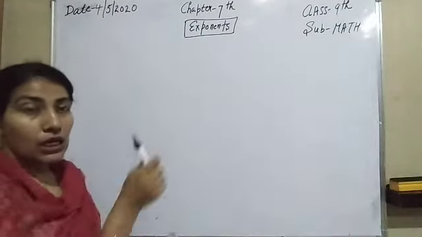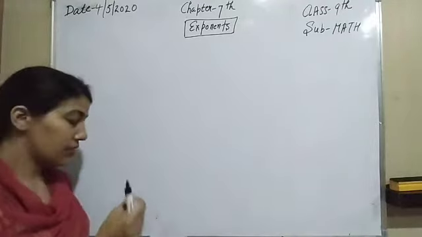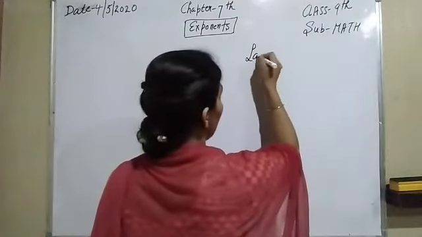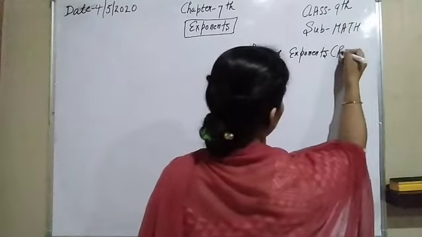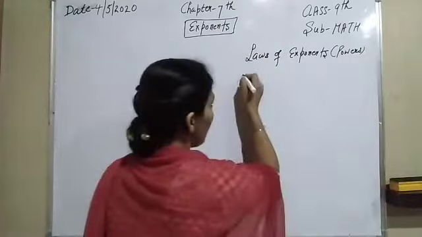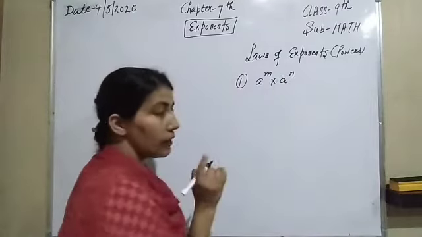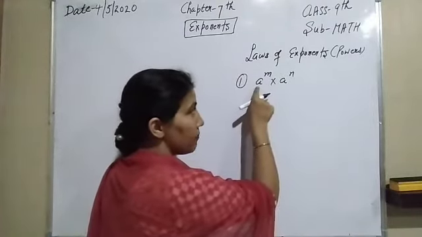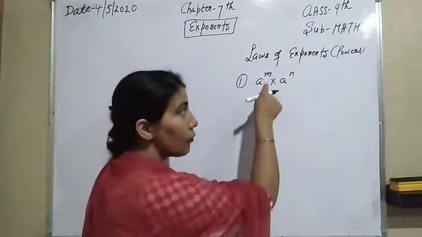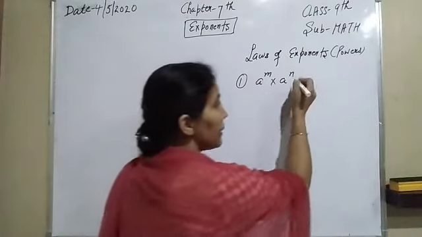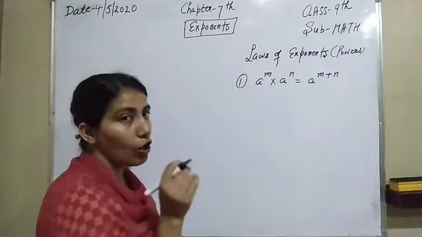Firstly, I'm going to write down the laws of exponents, so that you can understand easily how to solve these powers. The first law is: whenever we have a raised to power m into a raised to power n, that is called the product law. When the bases are the same, here a is the base, and here is power m and here is power n, then the powers can be added. That means a raised to power m plus n. That is called the product law of exponents.